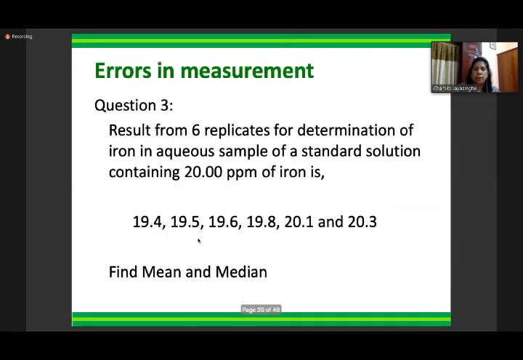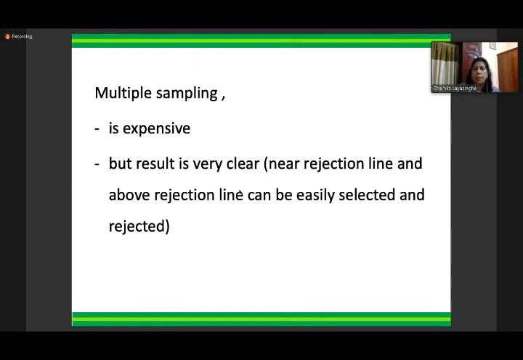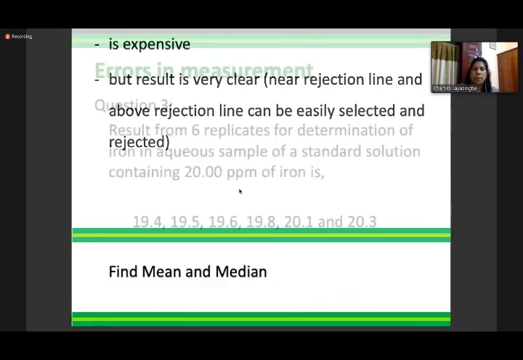Here every sample is analysed, right? In the multiple sampling situation, every sample, every product will be tested. But in the first case, the single sample, we do not check everything. Here everything is checked. For example, that is what is meant there.